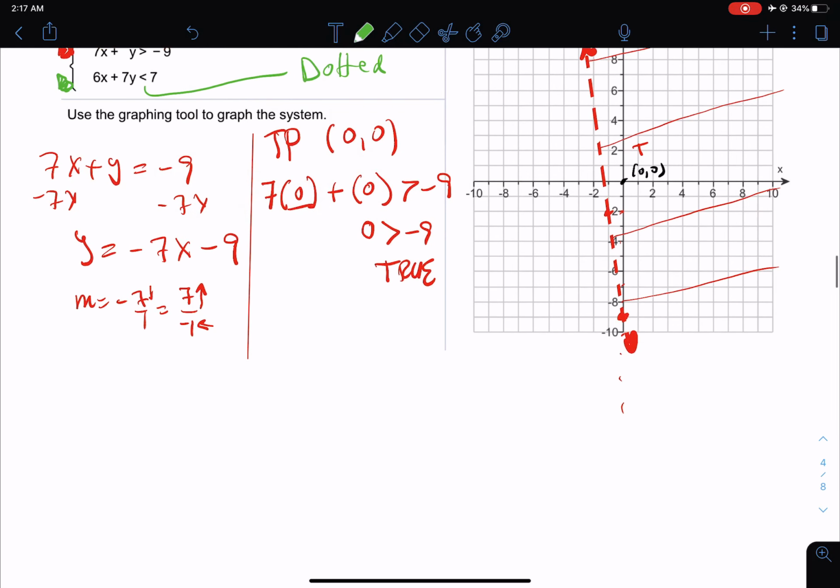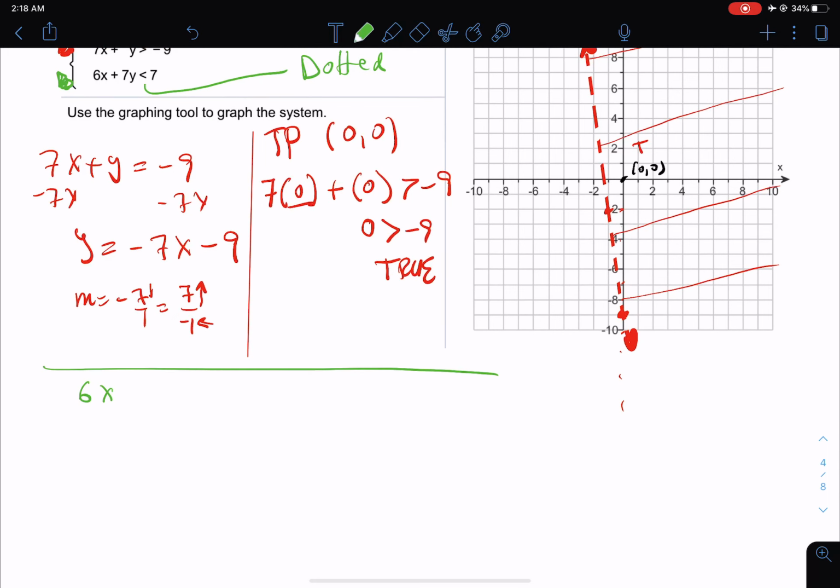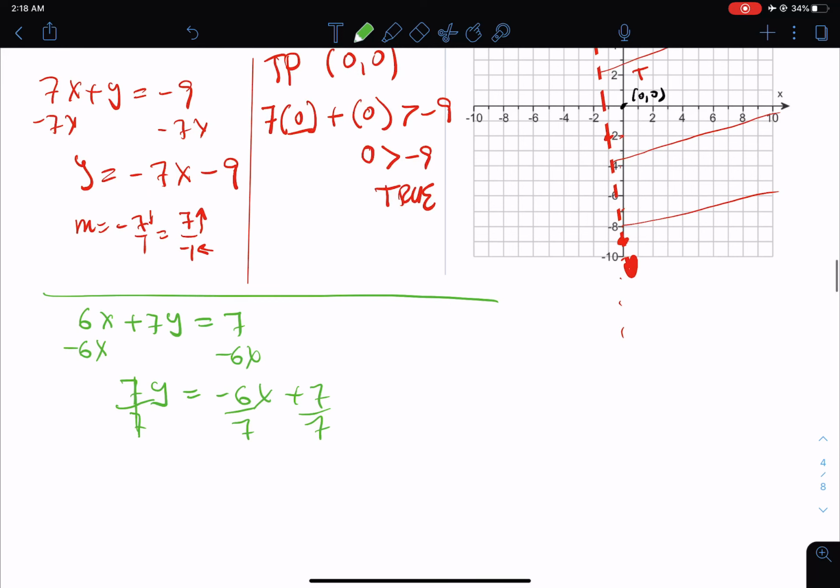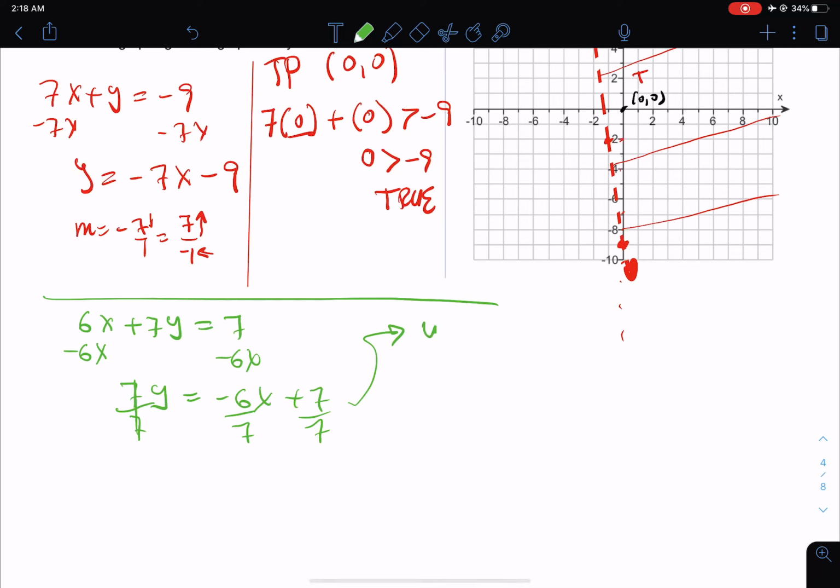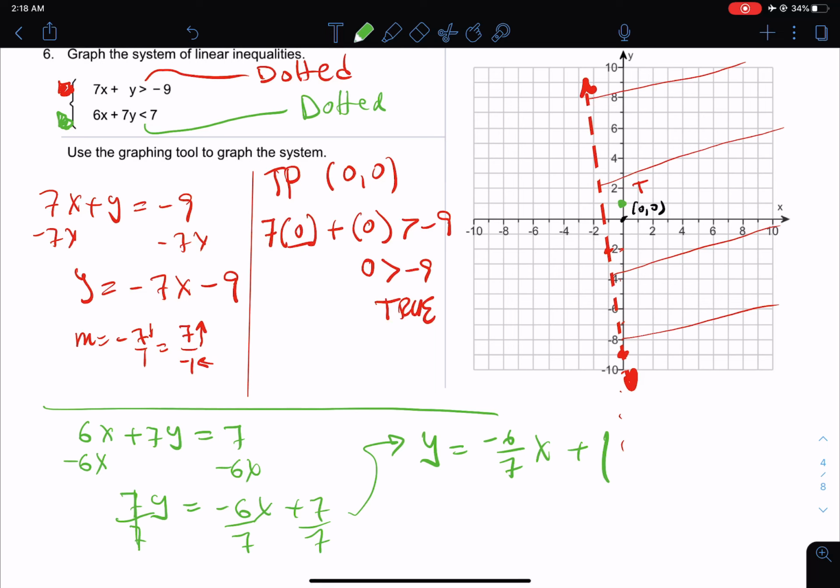Now let's take a look at our next inequality. And remember we said the technique is to take 6x plus 7y, instead of less than, let's call it equal to, and then use that to graph. We subtract 6x on both sides and we get 7y equals negative 6x plus 7. We divide by 7 on each term, and that gives us, let's write it over here so I don't have to move the screen as much, y equals negative 6 over 7x plus 7 over 7, which is 1. Now that means we start here at 1, and we go down 6, which puts us at 5, and over 7, which puts us right there.